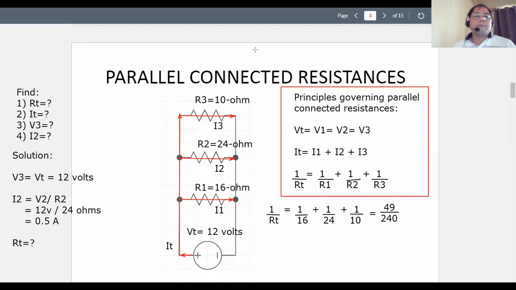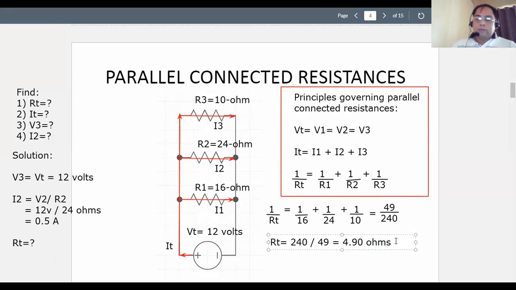So to get R sub t, we are going to get the reciprocal of that value again. Since that's 1 over RT, which is 49 over 240, we will reverse it, 240 divided by 49, to be able to find the actual total resistance. So getting the reciprocal, our value is 4.90 ohms. Now, the idea of getting the total resistance, which answers question 1, will now give us the chance to find the total current.